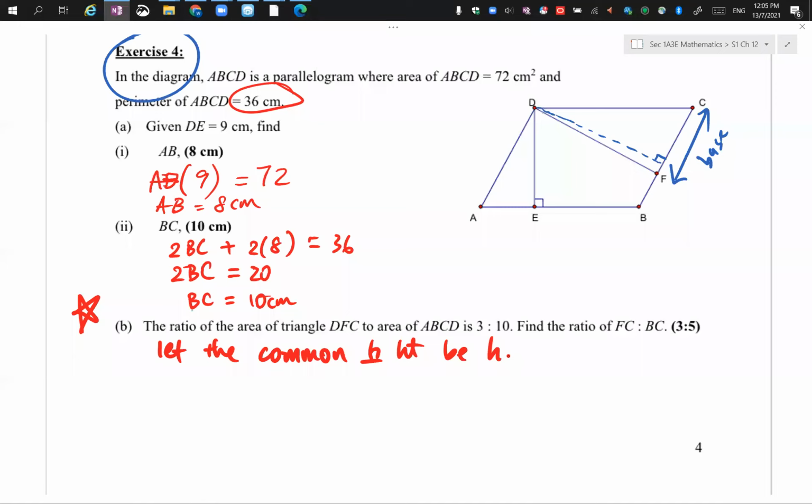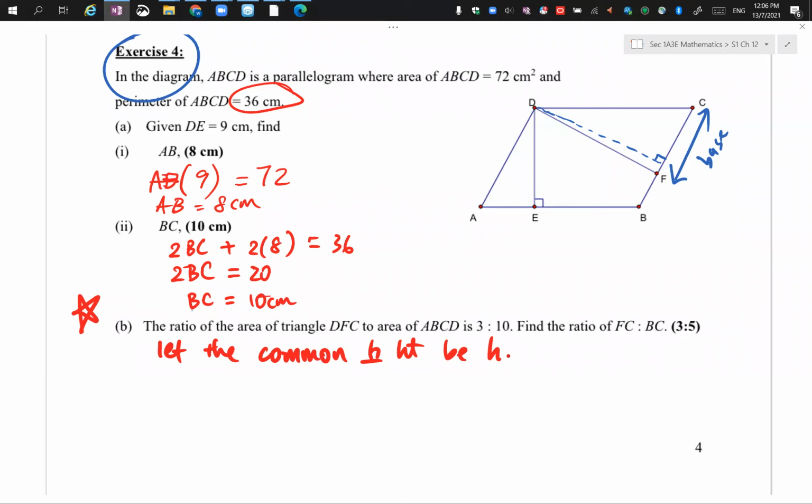A triangle equal to? Where is the 3 from? Where do you get 3 from? We have to look at whether it is easily understood. So here we have a common height. That tells us that our triangle has a corresponding base and the parallelogram has a corresponding base. Can you identify the base of the triangle based on that perpendicular height? You see the base? Base will be FC.